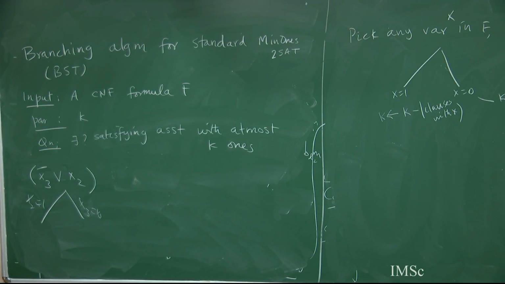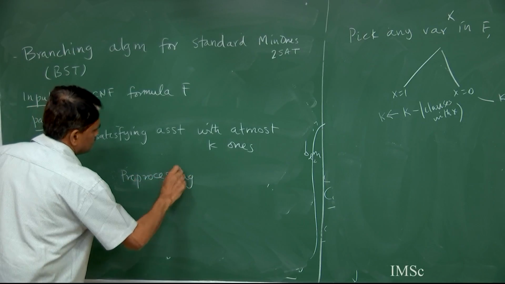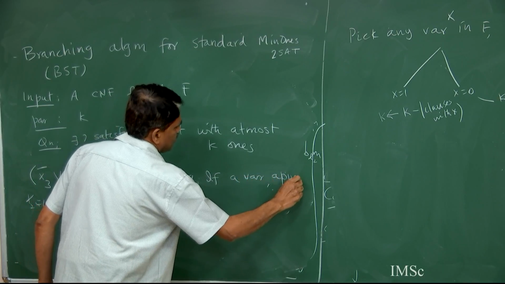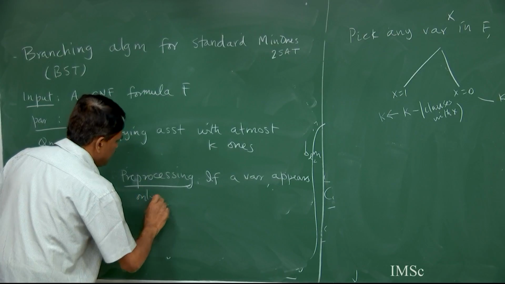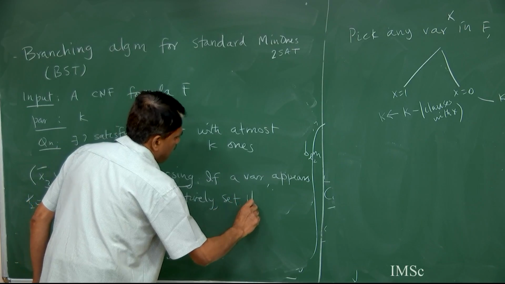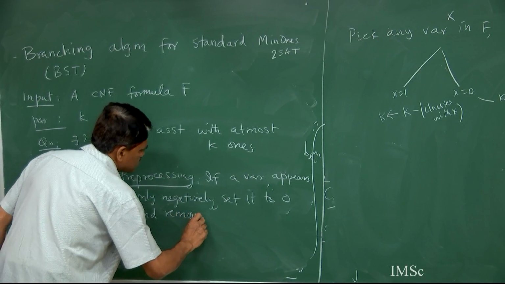If a variable appears only in negated form, great. Set it to 0 and reduce the formula, and you don't bother. K doesn't change. No problem anywhere. So we can write that. So if a variable appears only negatively, set it to 0 and remove all satisfied clauses.